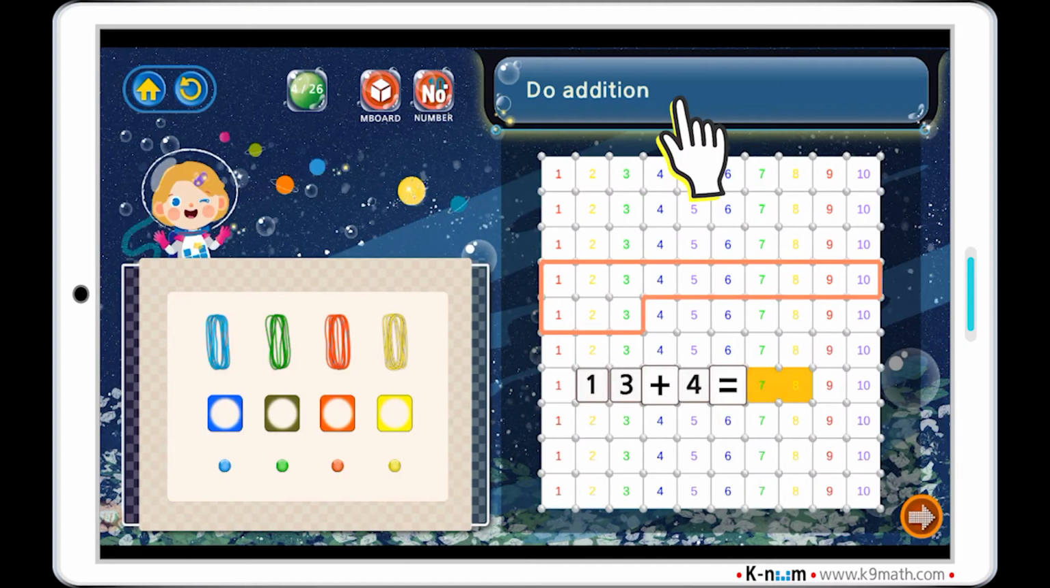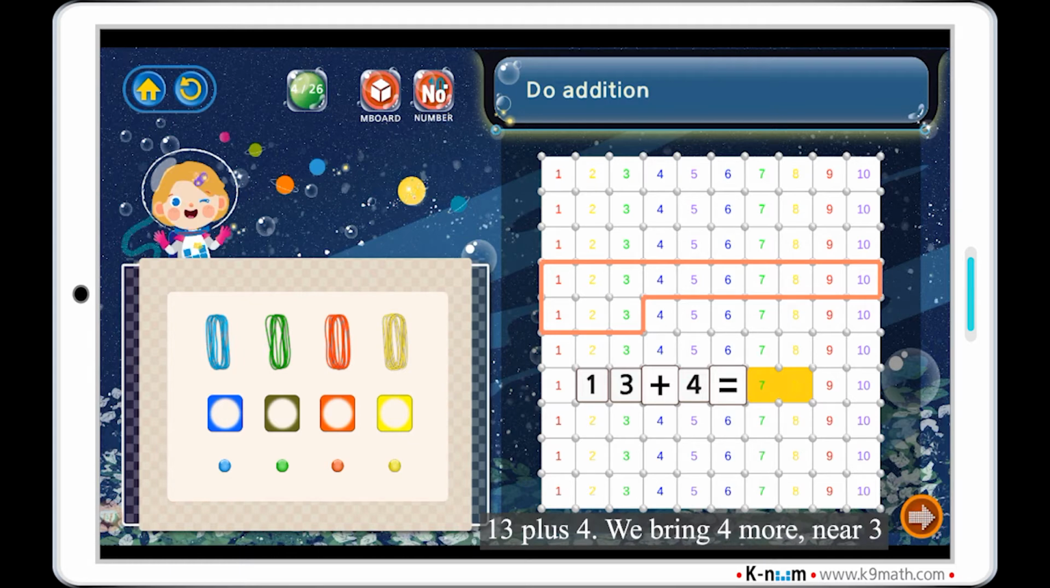Do the addition. 13 plus 4. We bring 4 more, near 3. So, 13 plus 4 is equal to 17.